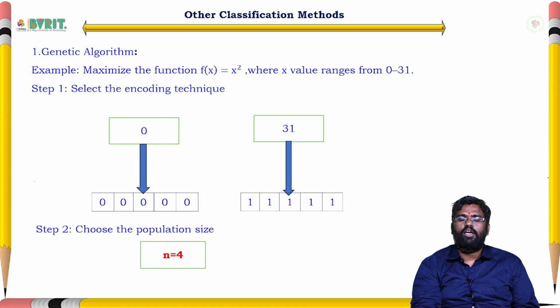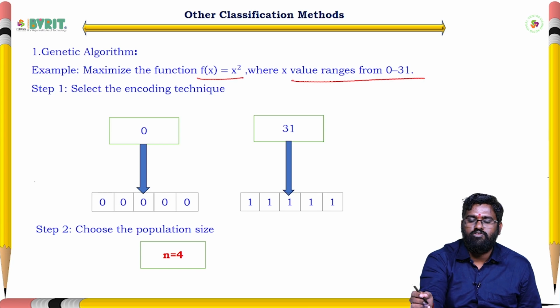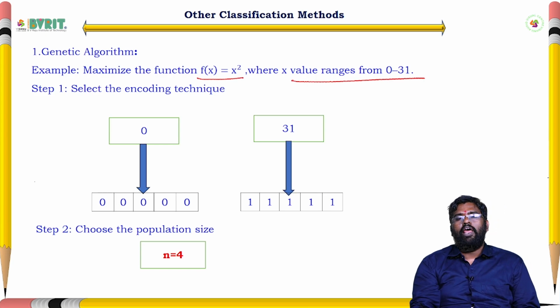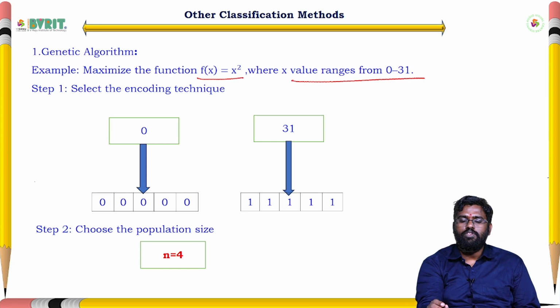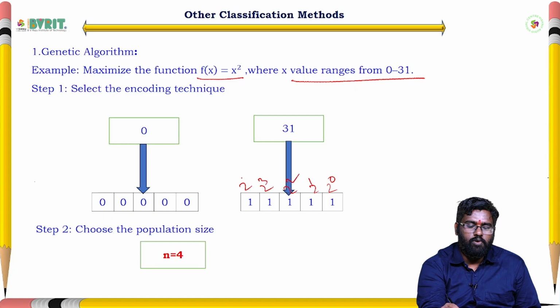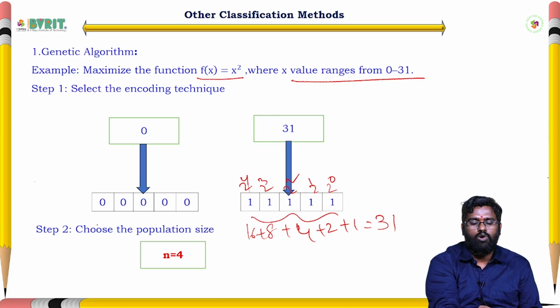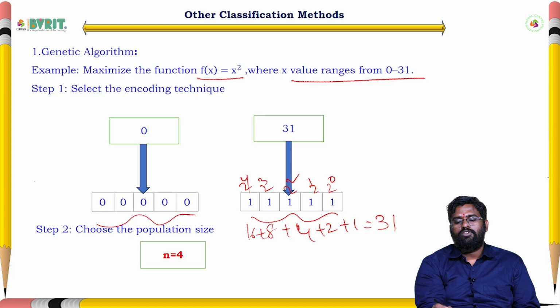First one, encoding technique. Let us assume the given function is x square, where the x value ranges between 0 and 31. So they are given 0 and 31. These values are converted as 2 power 0, 2 power 1, 2 square, 2 cube, 2 power 4, that means 16 plus 8 plus 4 plus 2 plus 1, so that value is 31. Here how many values are there? The same count we need to take in the first range. Here 5 values are there, that's why we are taking 5 zeros.